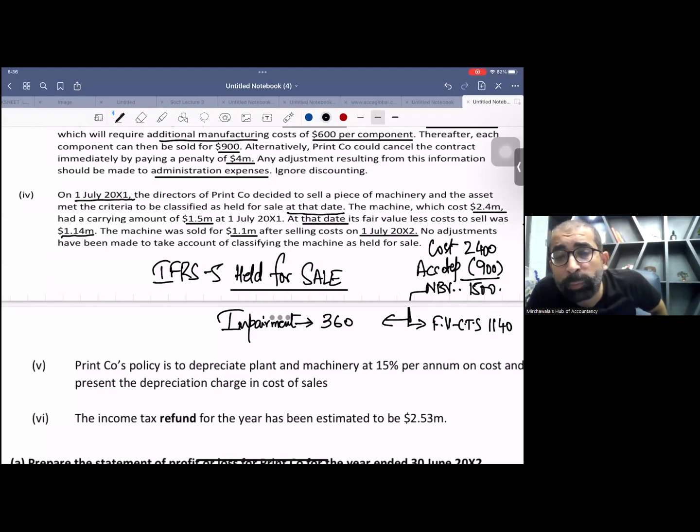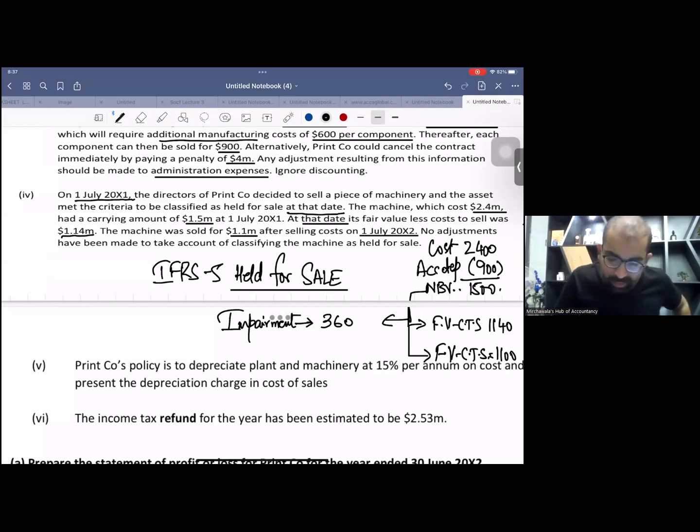But can you tell me at what price they sold it? They sold it for 1.1 million. That means on the very last day, the fair value less cost to sell was 1100. On the very last day of the accounting period, the fair value less cost to sell was 1100.